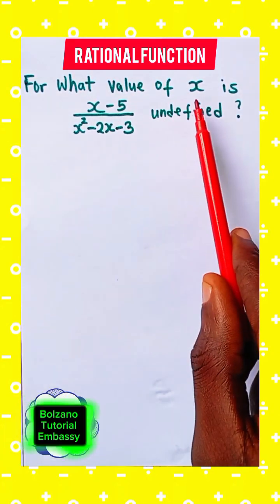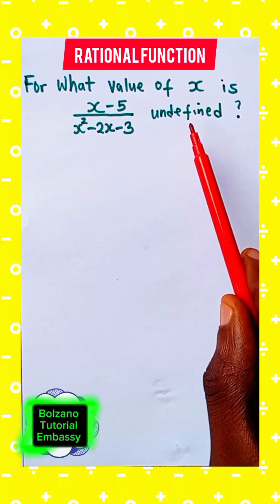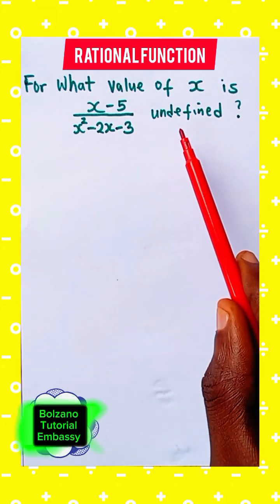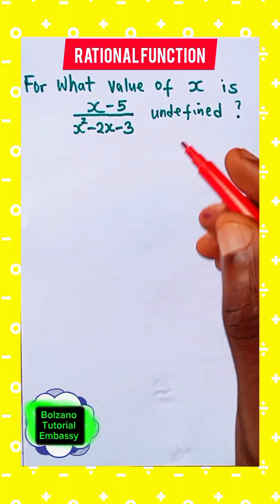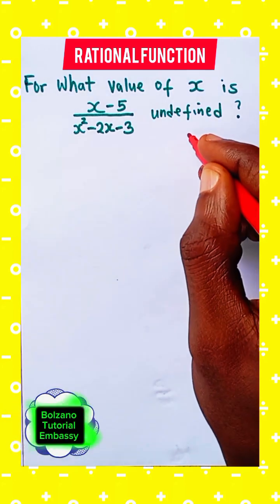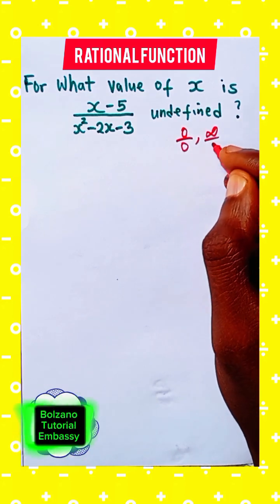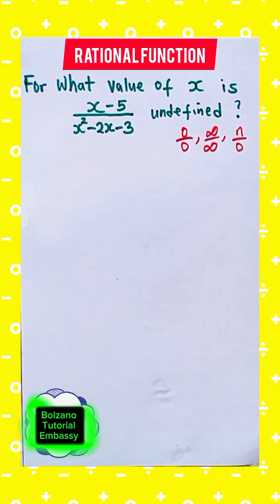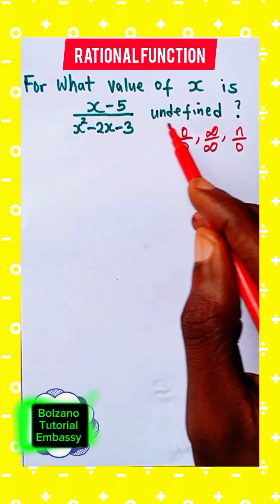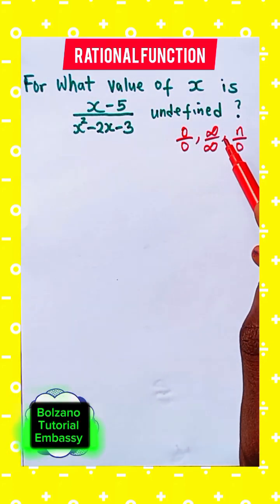For what value of x is this expression undefined? For an expression to be undefined, it means the solution of that expression could either be of this form: 0 over 0, infinity over infinity, or a number over 0. So it means that when you come across a problem that is leading us to these solutions, we say they are undefined.